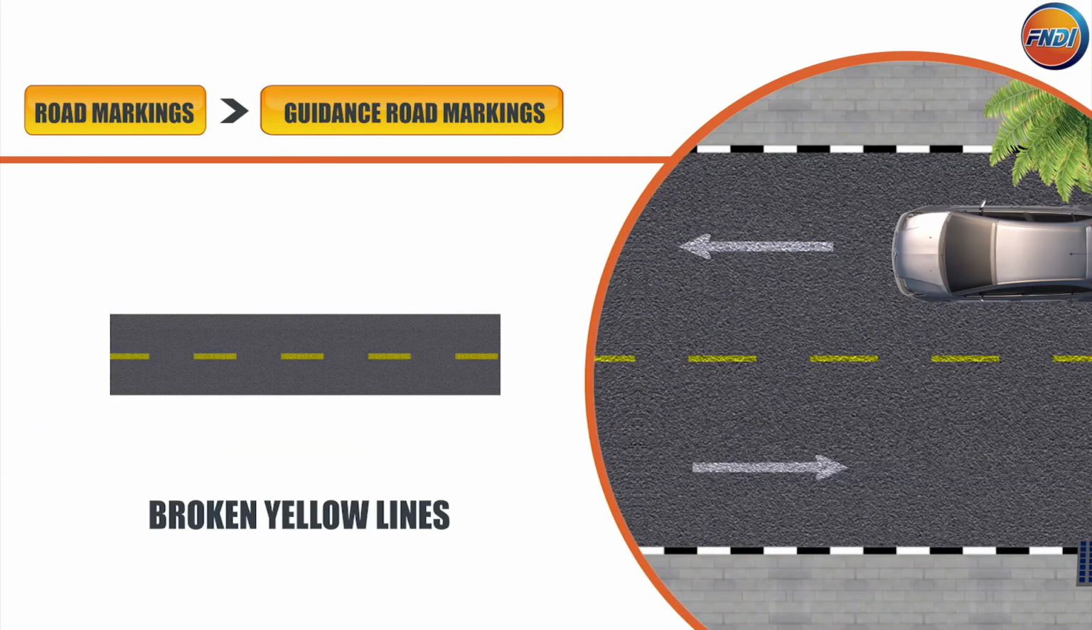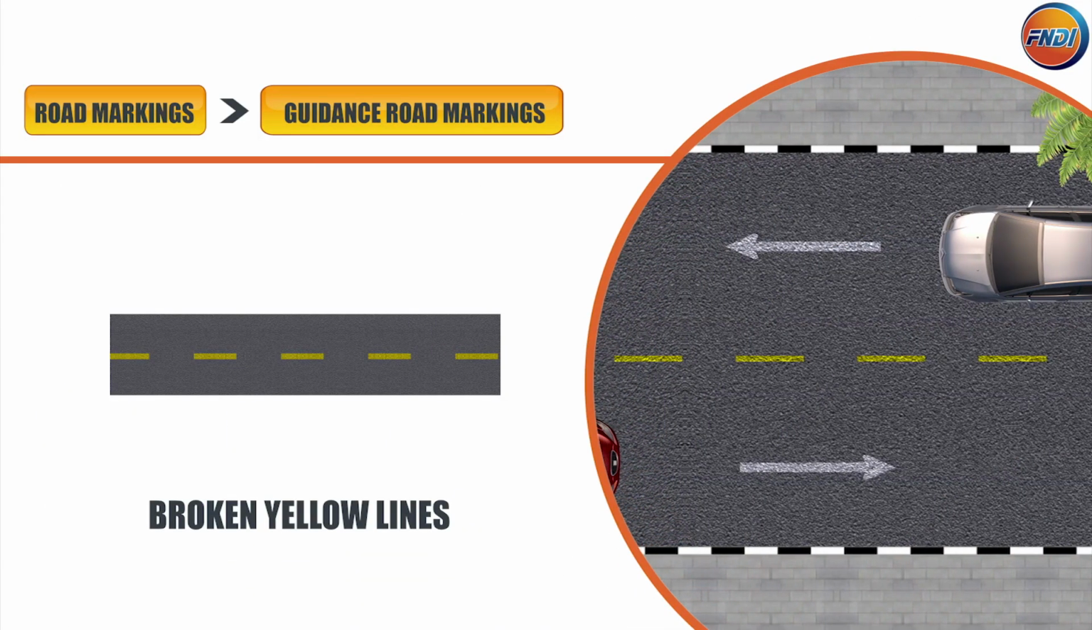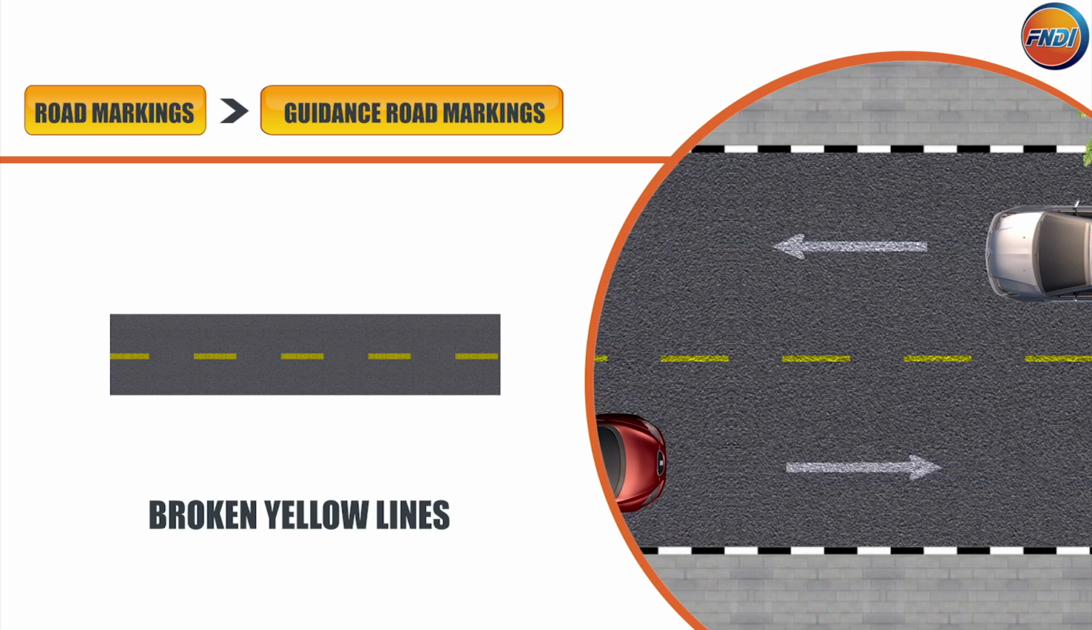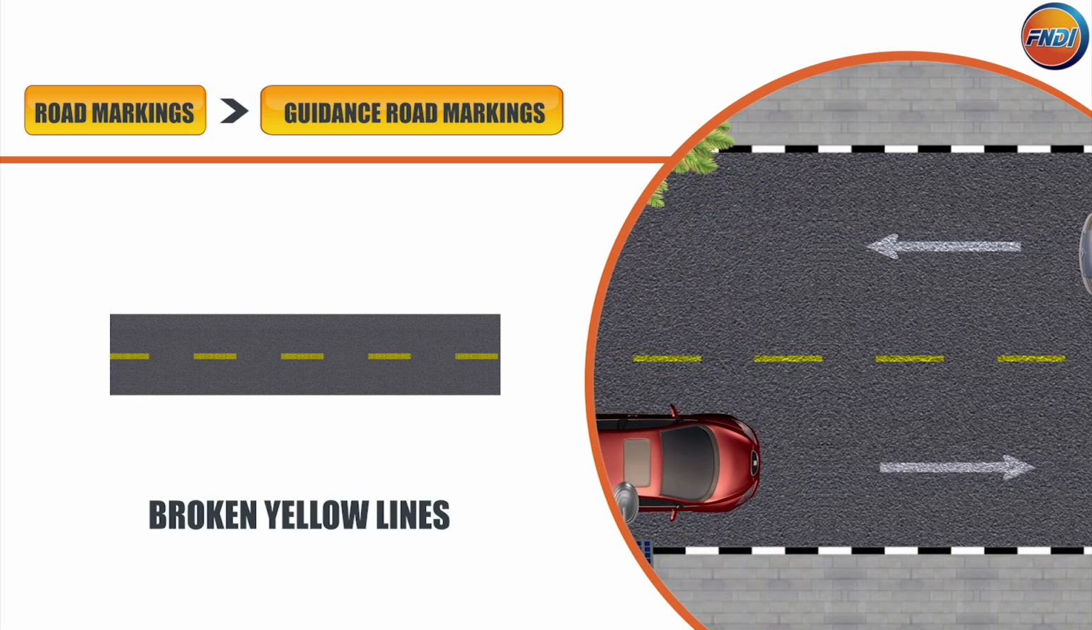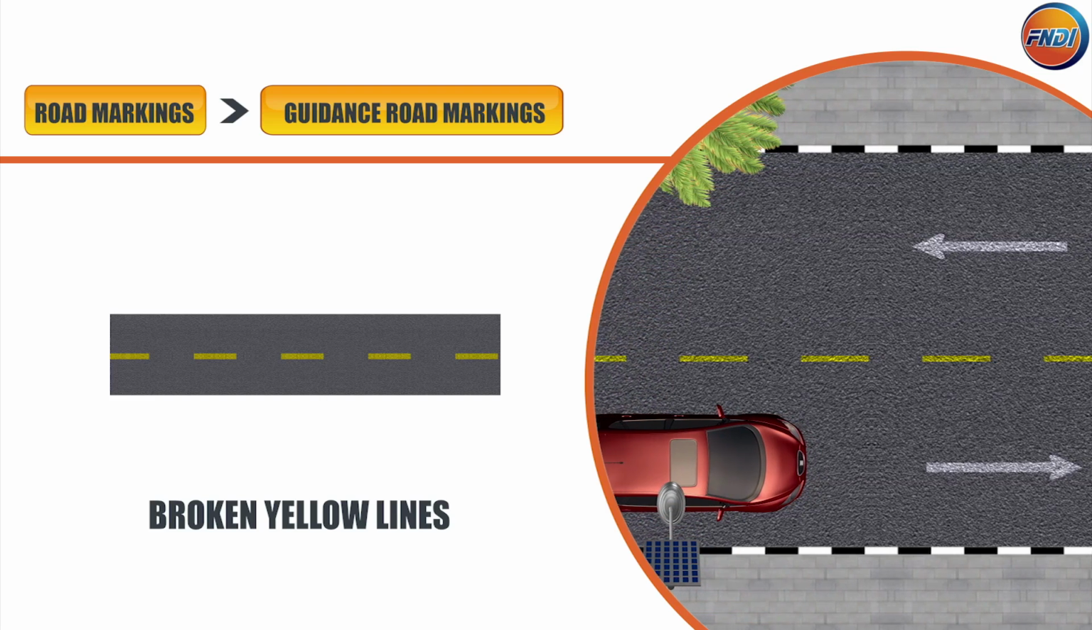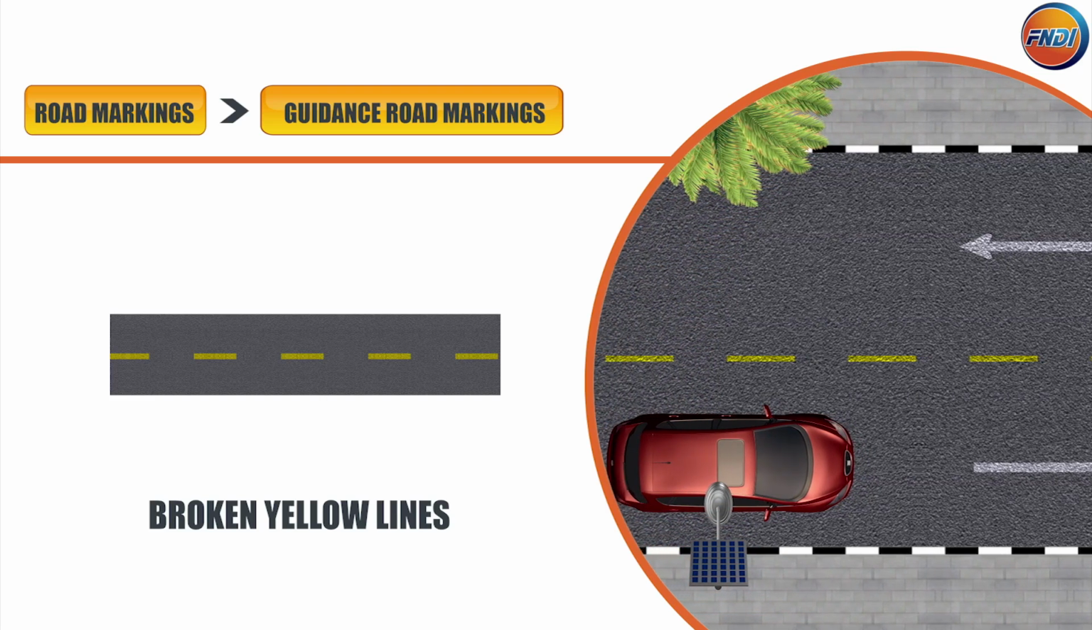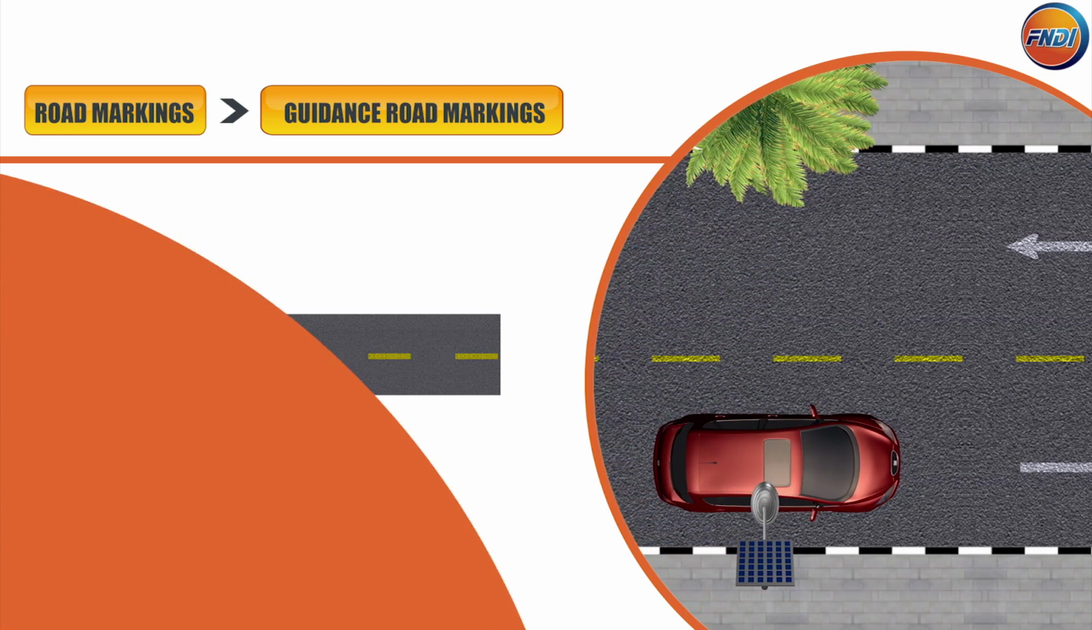Broken yellow line. Broken yellow line is marked along the carriageway in the center of the road. It is used on two-way or the single carriageway roads. Motorists must drive carefully, and if it is necessary to overtake, they must do so safely.